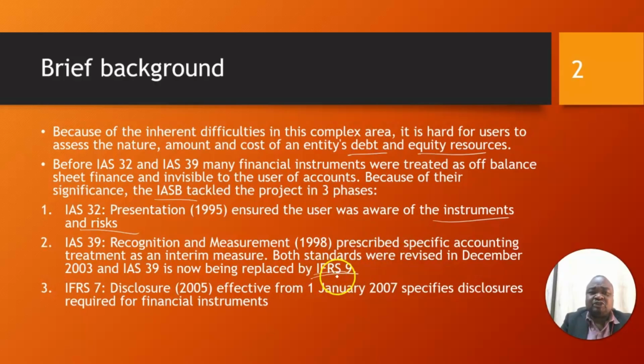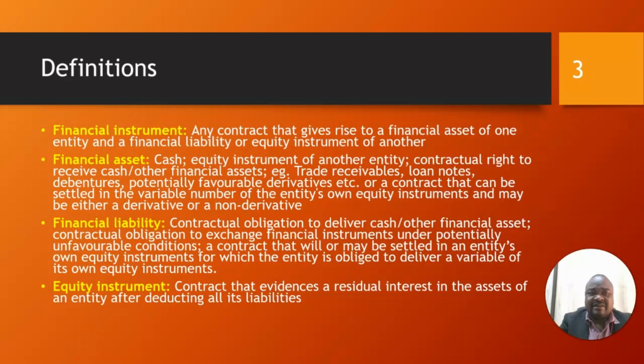The purpose is to prescribe specific accounting treatment of various financial instruments. Then IFRS 7, in 2005, came about to prescribe the disclosure requirements for financial instruments. With this background, let us dive in.